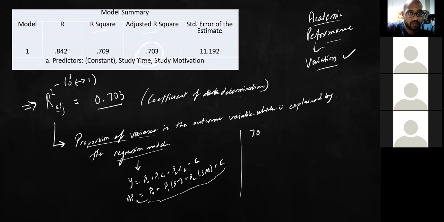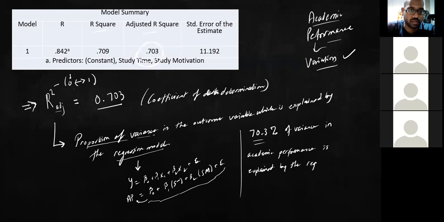We can simply convert it in percentage form, so 70.3%. In fact, you will see in most reports, whether dissertations or papers, we'll have it in the form of percentage, just because it's more intuitive than proportion for some reason. So 70.3% of variance in academic performance is explained by the regression model. That's what it means.